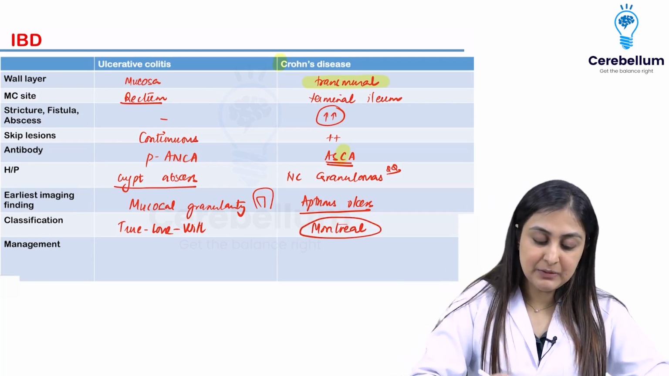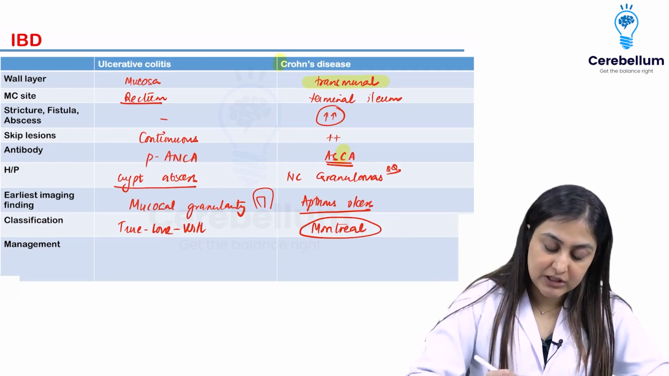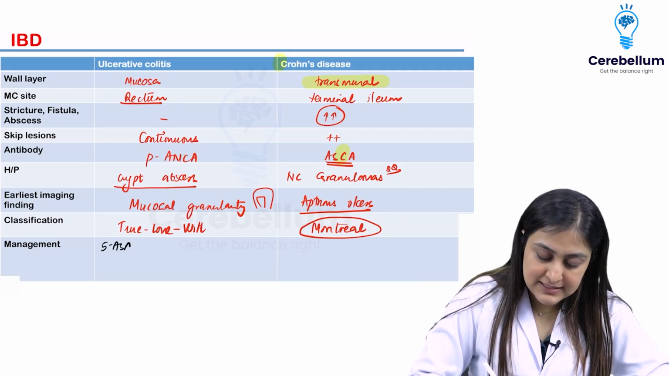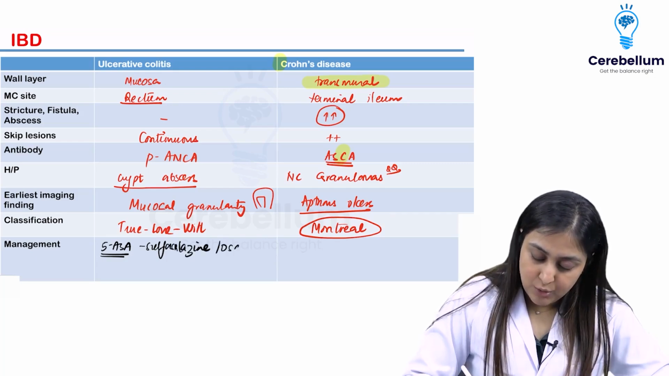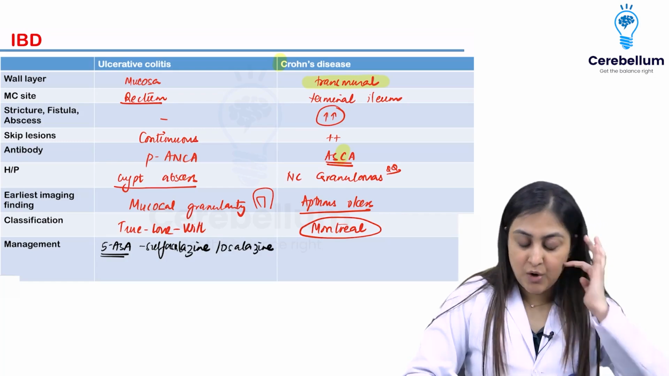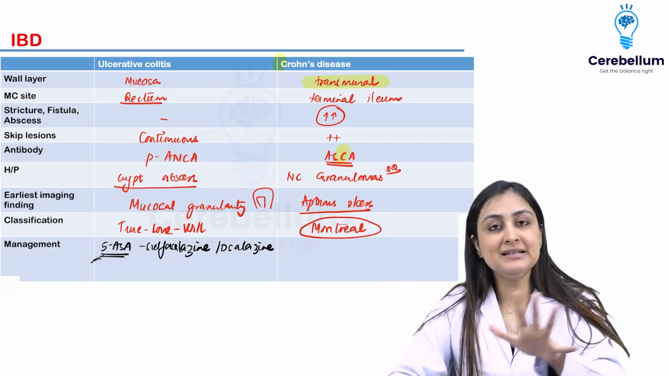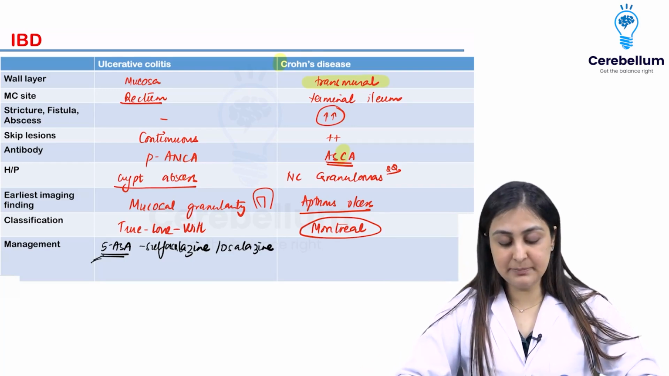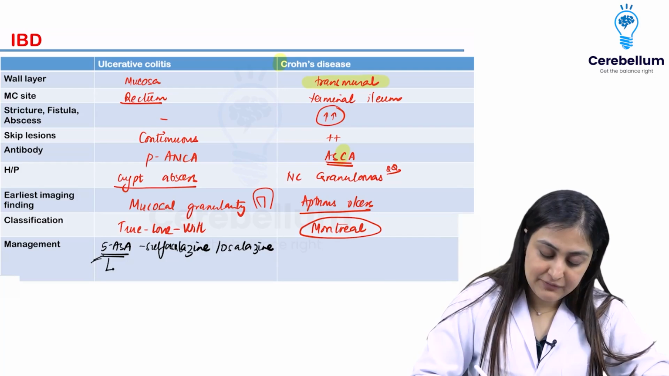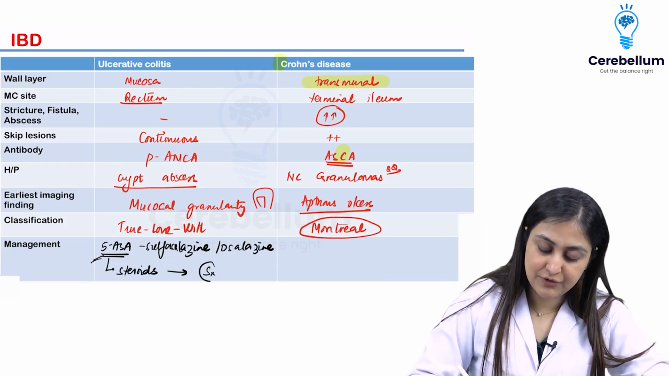For UC, remember the management is going to be medical management as first line management. What you want to give these patients is 5-ASA, which could be in the form of sulfasalazine, which has sulfapyridine associated with it, or it could be olsalazine, which has an azo bond. Alright, so we basically want to protect this 5-ASA from getting degraded in the intestine and reaching till the colon. That's why we are adding these additional compounds. So basically 5-ASA, if it doesn't respond, the next line is steroids. If that doesn't respond, we go for surgery.